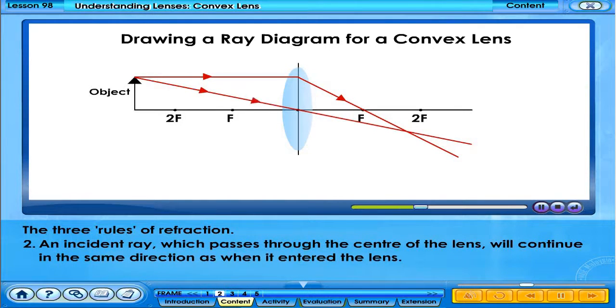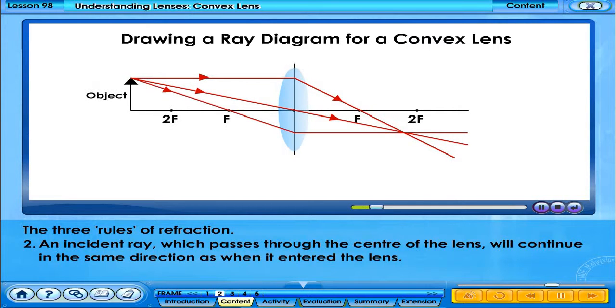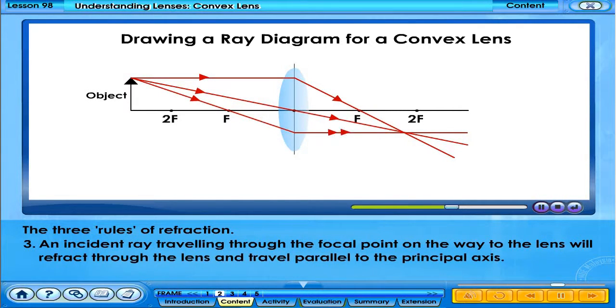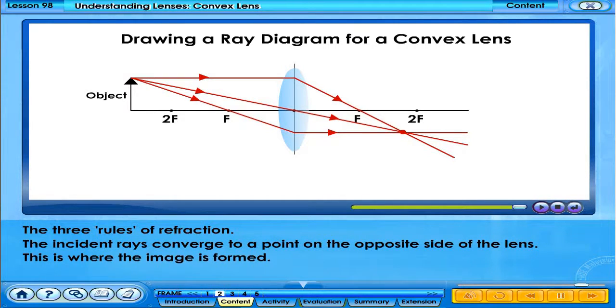An incident ray which passes through the center of the lens will continue in the same direction as when it entered the lens. An incident ray traveling through the focal point on the way to the lens will refract through the lens and travel parallel to the principal axis. The incident rays converge to a point on the opposite side of the lens. This is where the image is formed.